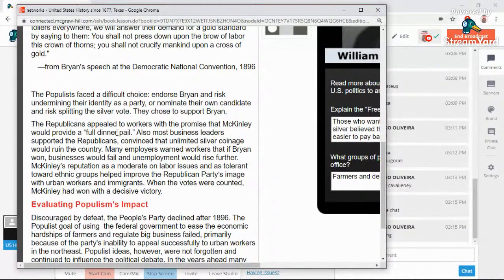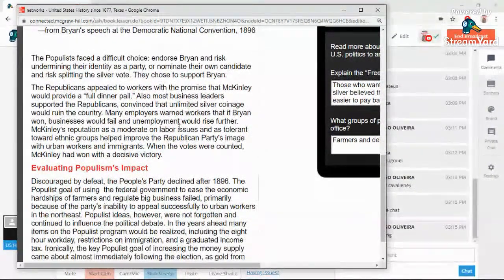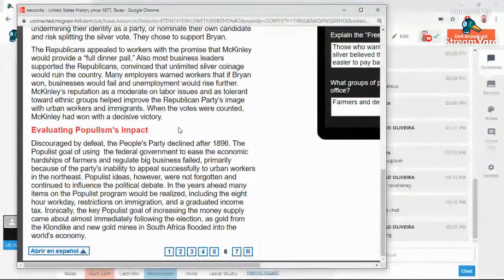The Republicans appealed to workers with the promise that they would provide a full dinner pail, meaning they would be able to get the economy working. And of course, business leaders supported the Republicans because they thought that the silver would ruin the country's economy. Many employers thought that if Bryan won, business would fail and unemployment would rise. And McKinley's reputation as a moderate on labor issues and tolerant to ethnic groups helped improve the Republican image with urban workers and immigrants. So McKinley won the victory.